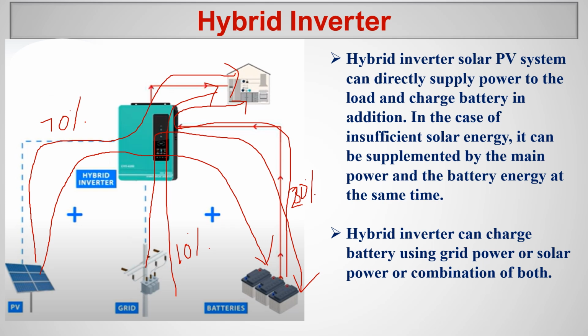So this can directly supply the power to the load and charge the battery at the same time. It can do two tasks: one is supplying the power to the load, and the other is charging the battery. This is not possible with the normal inverter. A normal inverter either charges the battery or supplies the house. It cannot do both functions. Okay.